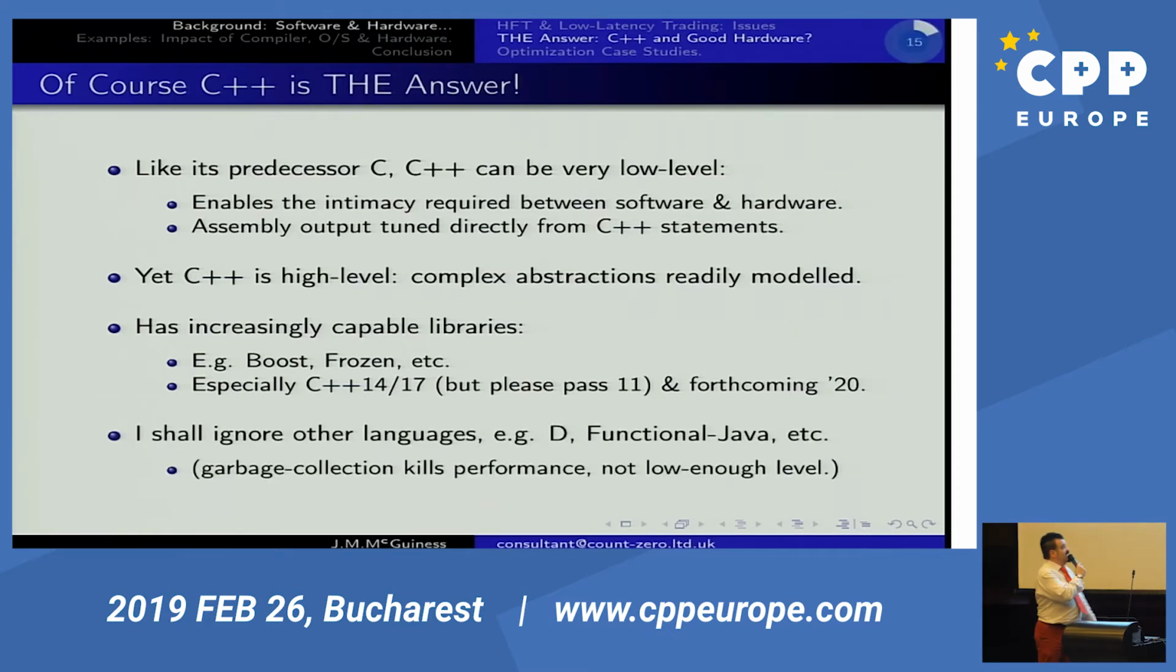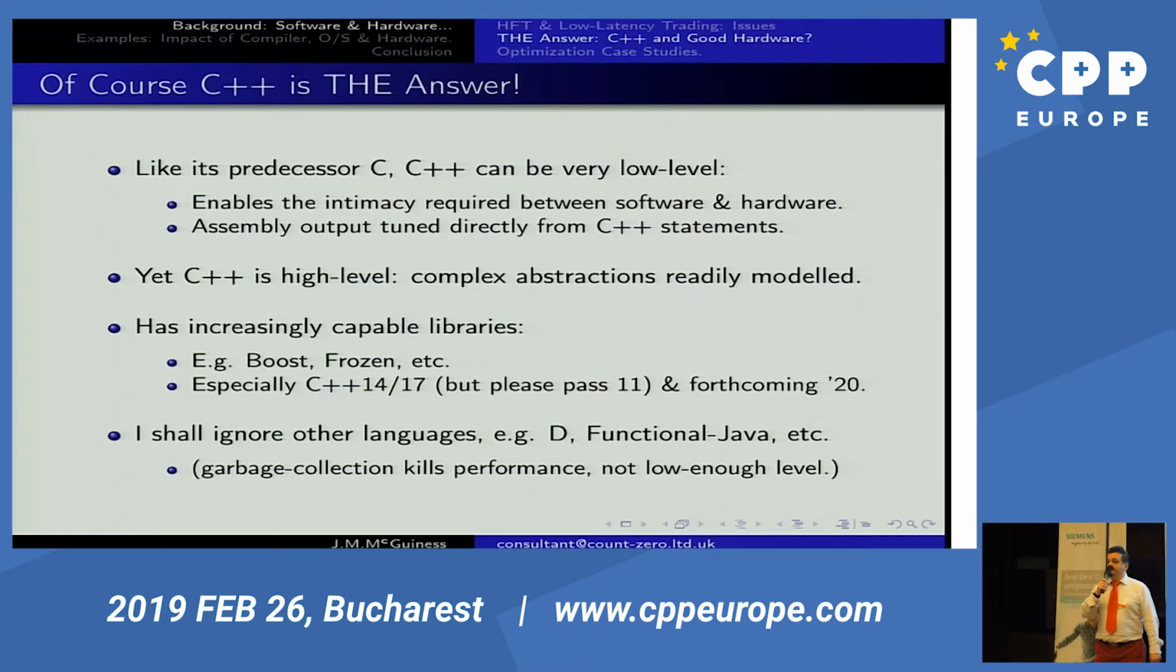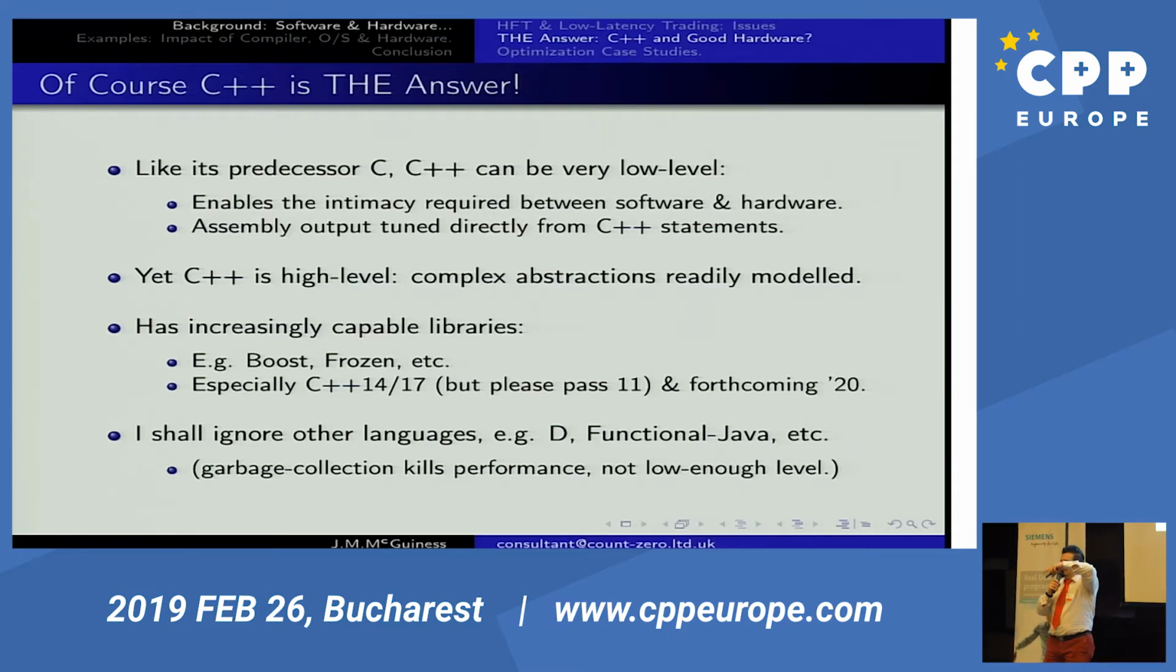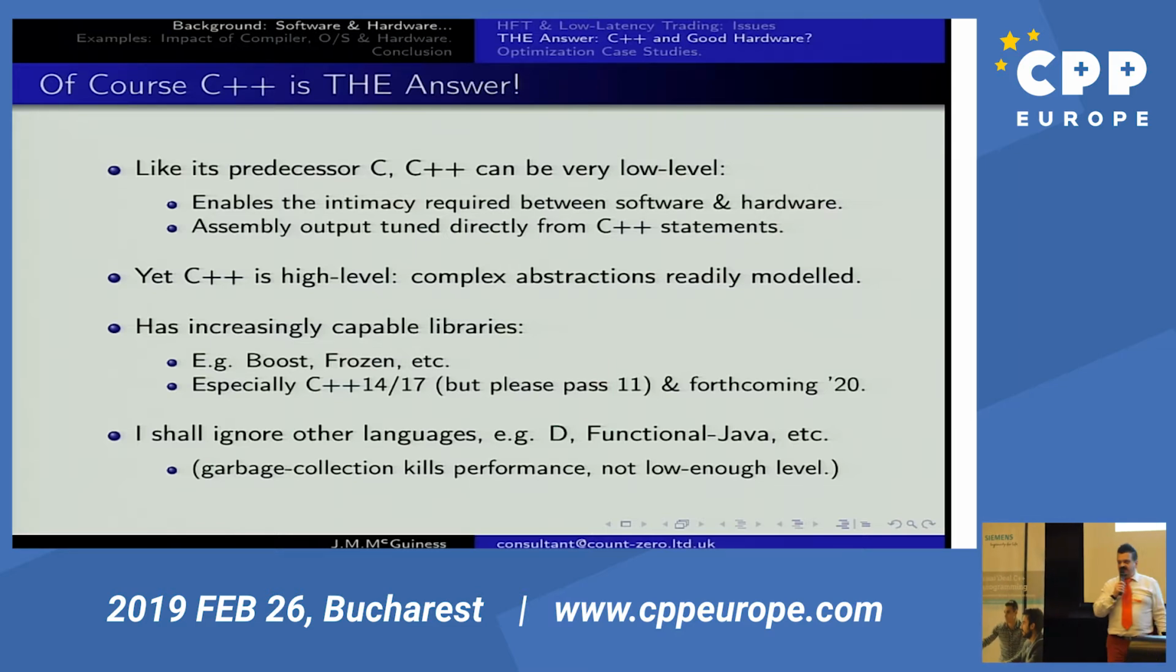I'm going to ignore other languages that might be better suited to this, like D or functional Java. Basically, garbage collection kills performance, and what they do in banks is they turn off garbage collection and they wrap everything. They write C in Java. So I don't know the full details, but basically you just use the low-level bytes and fiddle with that, and don't do anything in Java itself.